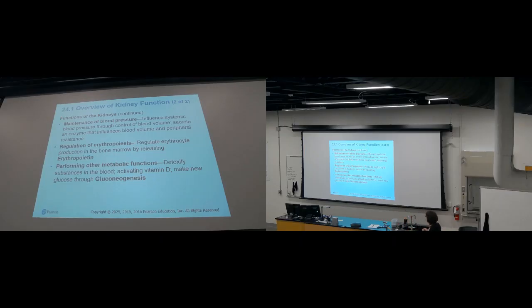The kidney can also detoxify substances in the blood and activate vitamin D. So we have vitamin D starting to be produced in the skin, then it goes to the liver, where that precursor is hydroxylated, so you add a hydroxyl group. The last step, where we add the other hydroxyl group, is in the kidneys, so that you can have an active form of vitamin D, so that you can absorb calcium. And then it makes new glucose through gluconeogenesis.